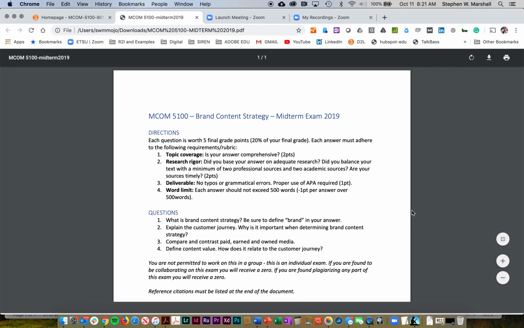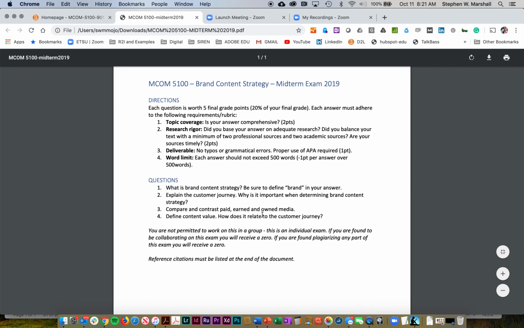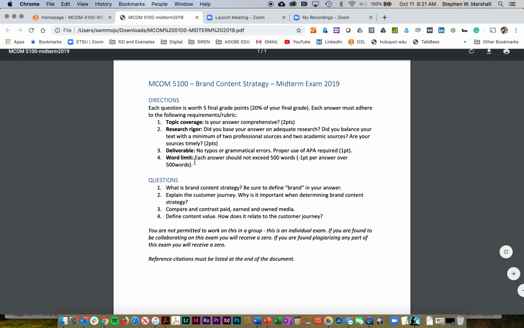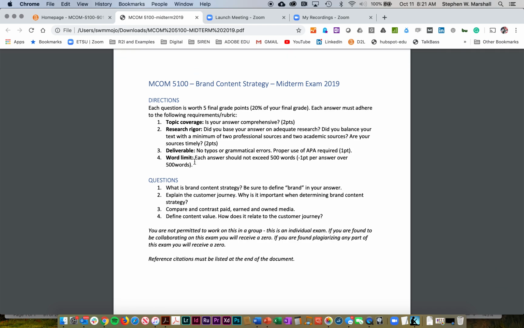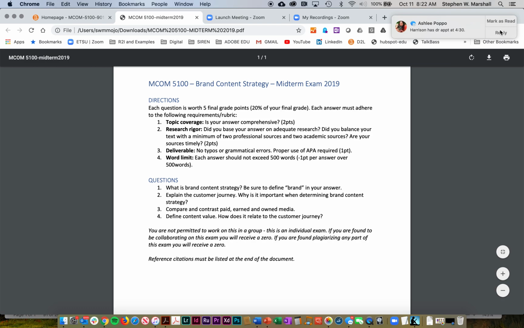The midterm consists of these 4 questions. For each question, you need to do the following. You need to make sure you do a checkbox for the following 4 things for each question. Each question is worth 5 final percentage points. The entire midterm is worth 20% of your test. So if you get a 0 on this, which I doubt anybody will, the best you can do in my class is an 80. So make sure that you take this very seriously. Make sure that you are cranking and working hard on this. Hopefully you've already started. I know some people have already started working on this.